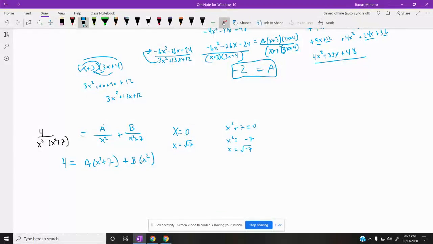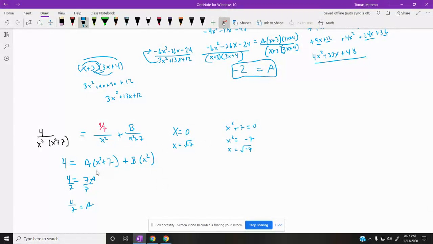Let's first do this easy one, x equals 0. If I plug in 0 here, this just becomes 0, and 0 plus 7 is just 7. So 7 times a, divided by 7, 4 over 7 equals a. So we already know our a, which would be 4 over 7. I'll simplify this in a little bit, so just keep a cool head right now. Now let's go back into this one.